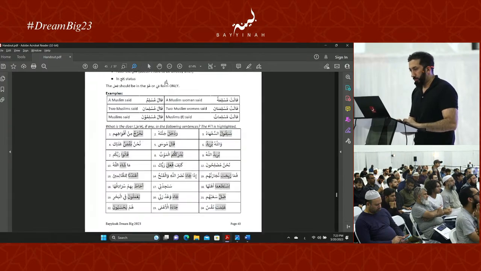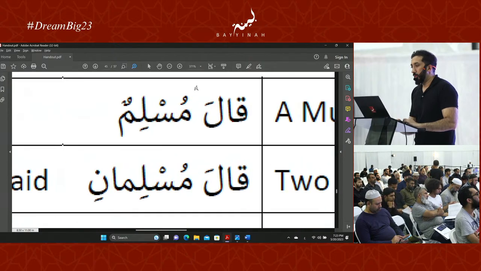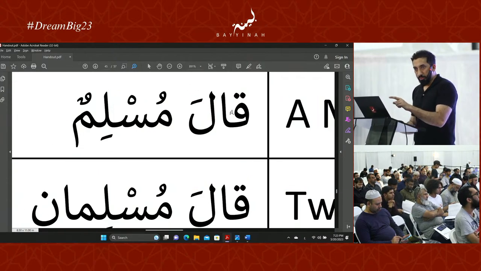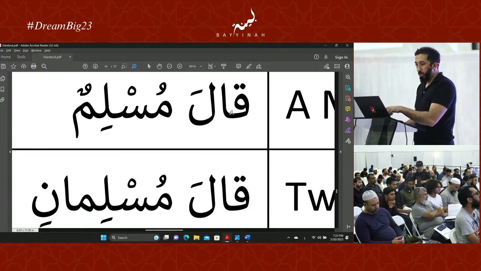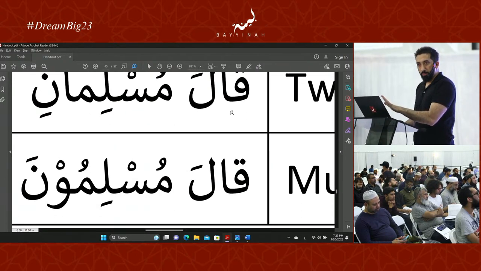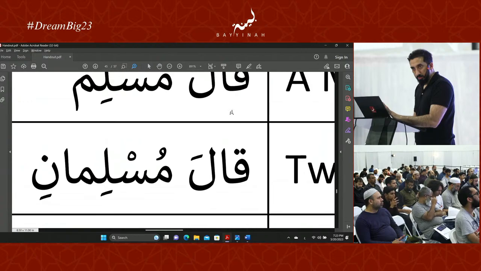Okay. Yeah, examples. Let's go through these examples. Let's do that. Qala, in the first line. This is page 43, everyone. Qala, the first line. Qala, the second line. Qala, the third line. So far, so good. It's he said, and he said, in all three, yes?